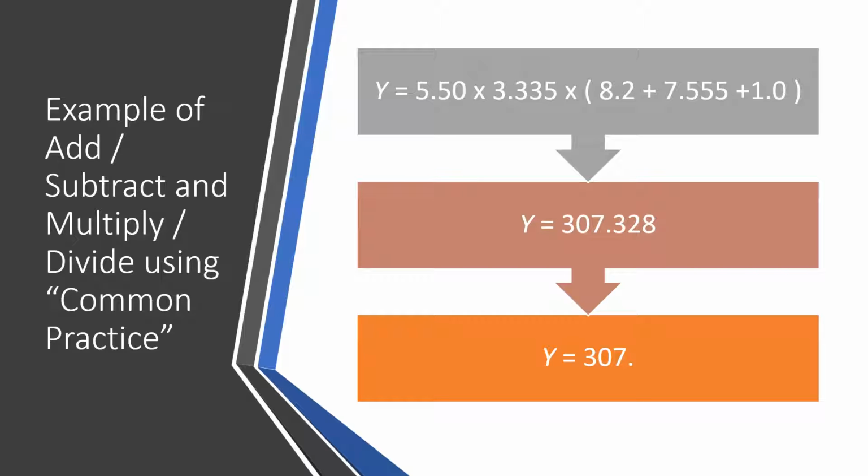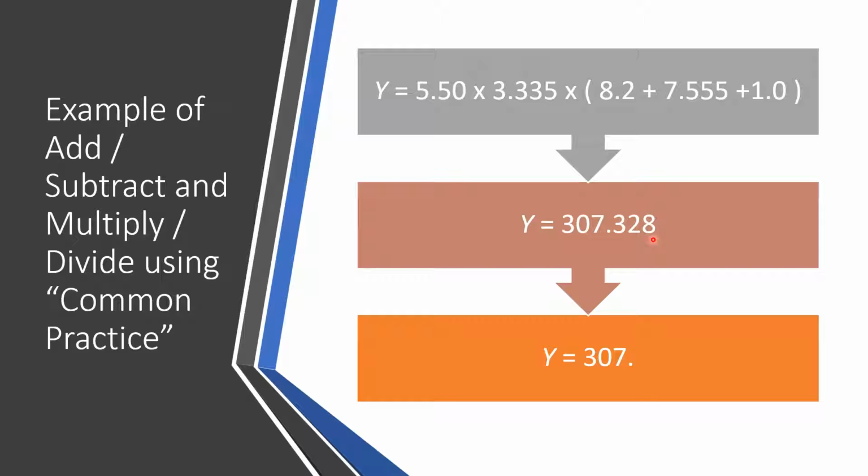All right, to better understand the impacts of how we do these summations or multiplications or any of the calculations we do, using the appropriate or the correct rules, and I'm putting that in quotes, versus what I call common practice, I thought I'd do the same example that we ran before, 5.50 times 3.335 times the sum of these three numbers. And typically what would be done is these are just thrown into a spreadsheet, calculator, or computer code, and we end up with the number 307.328.